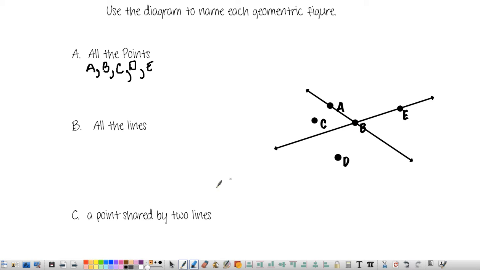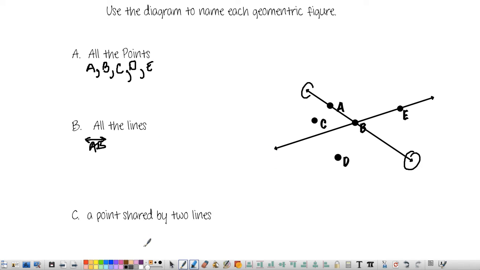And then all the lines. In this case, we're looking for the ones that go on forever. So we see that we have the arrows here. This line, AB, goes on forever. So we have line AB. Okay, and now we can't put line BA because AB and BA are the same thing.